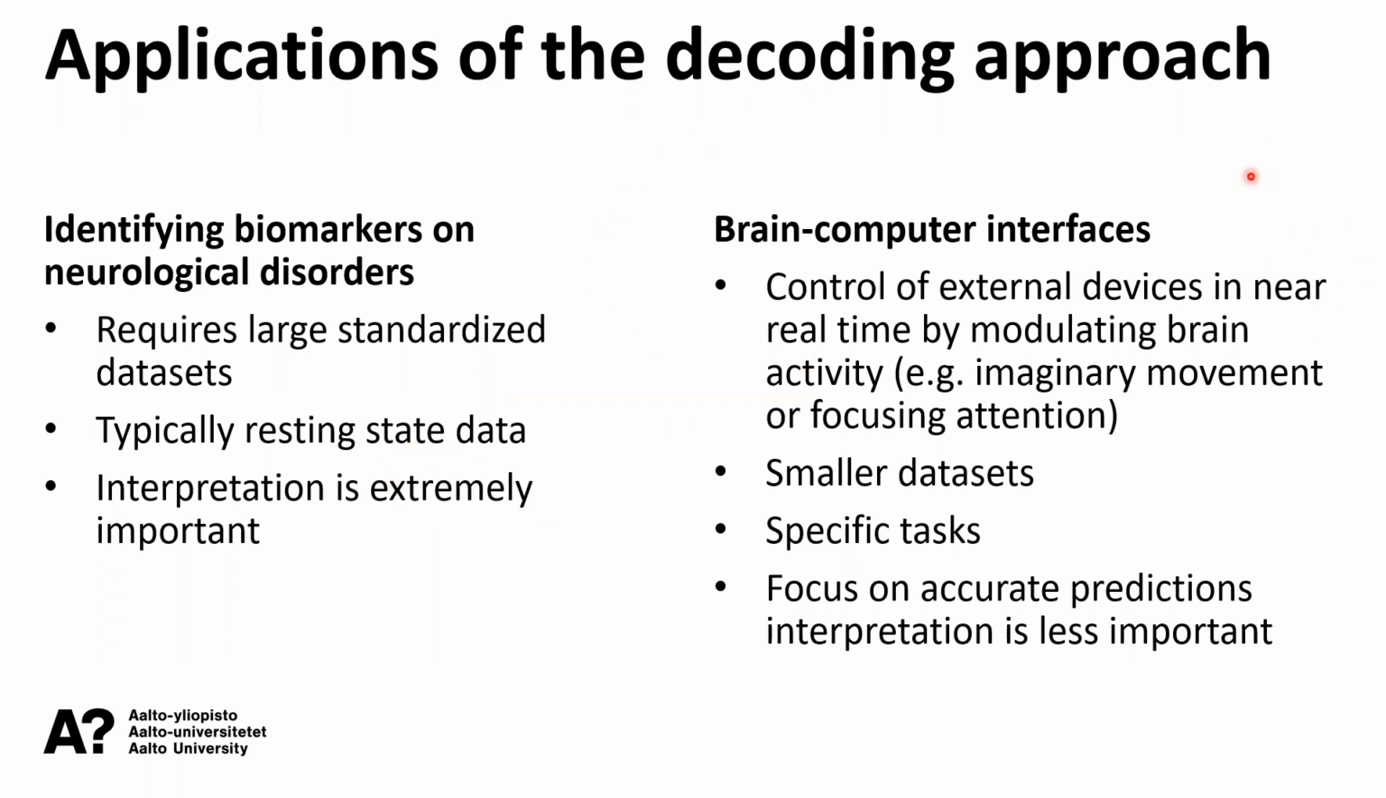Another application which is close to what I do is the development of brain-machine interfaces. Brain-computer interfaces are techniques which allow you to control, for example, external devices almost in real time by modulating your brain activity. For example, you can imagine the movement without moving your hand explicitly, and then it will produce brain signals in the brain areas responsible for motor planning, and then the sensors can detect these signals, and the system can decode your intention and, for example, move an exoskeleton arm or things like that.